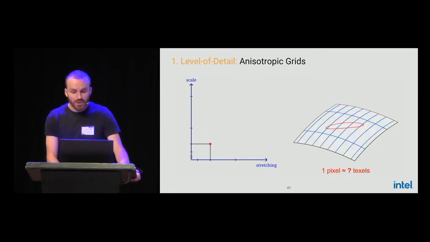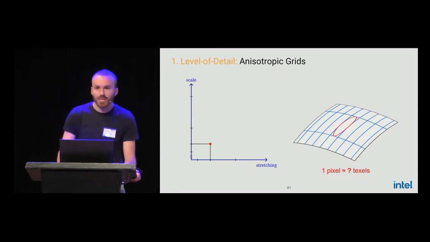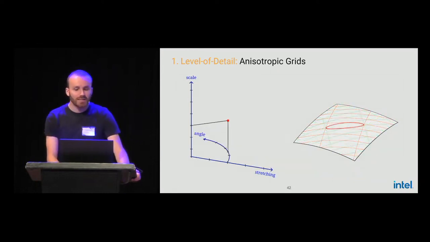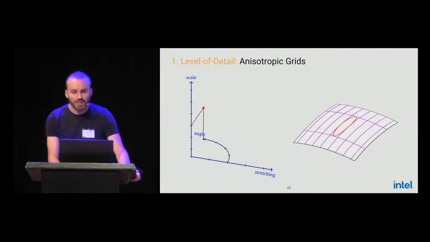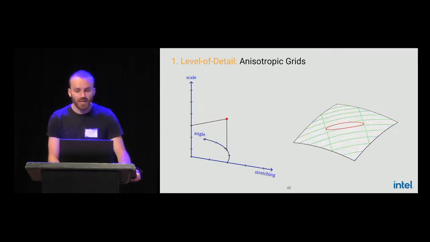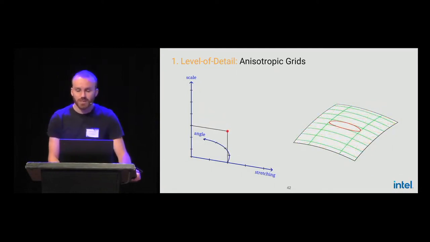But what do we do when the footprint is anisotropic, but in a different direction? We keep applying the same logic. We simply add a 3rd dimension to our LOD blending space, but this time it's a rotational axis to deal with the footprint's rotation.